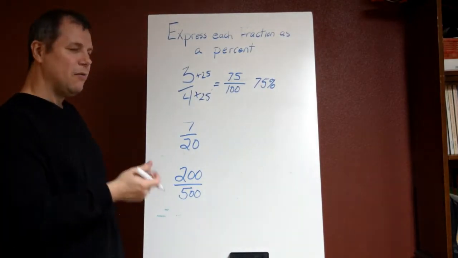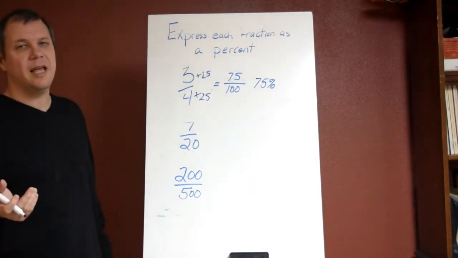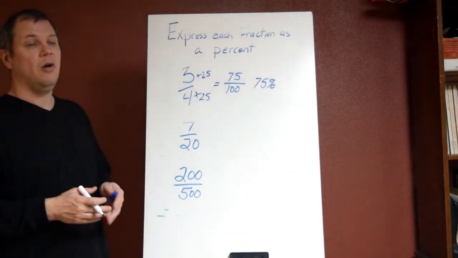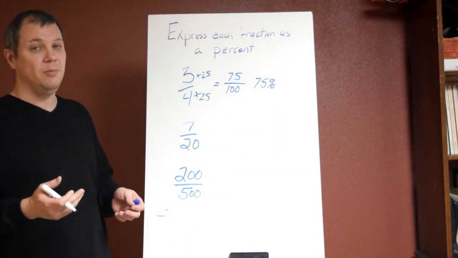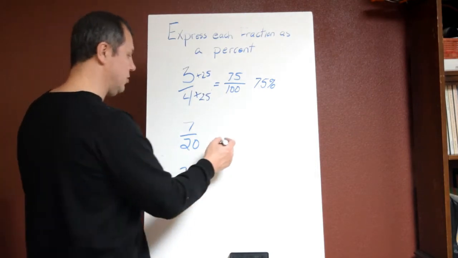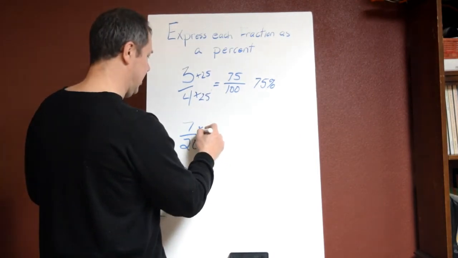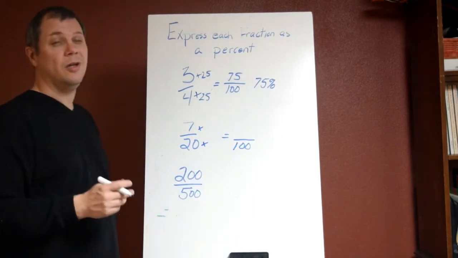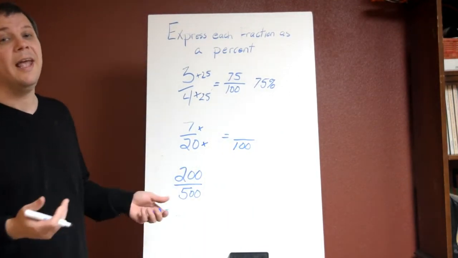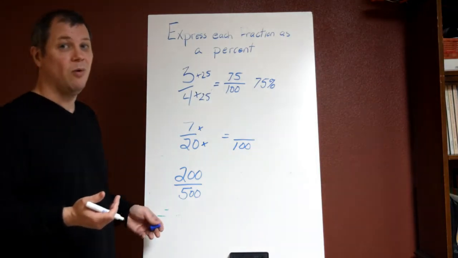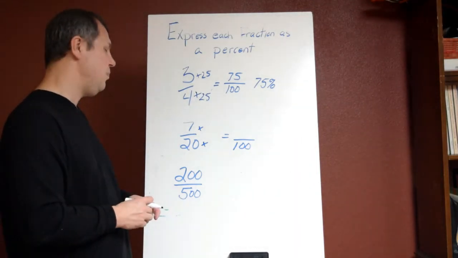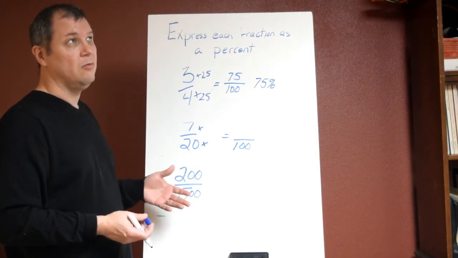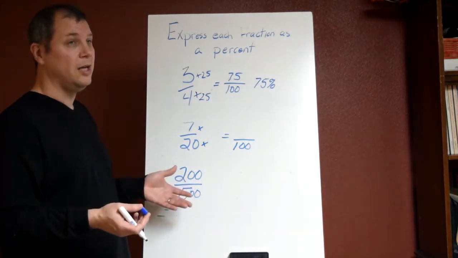Okay? Now, 7/20 works the same way. I have to start thinking, what is an equivalent fraction in which I can get 100 to be the denominator? Now, this only works doing it this way if an equivalent fraction can be made where the denominator is 100. But I have to start thinking, what times 20 will equal 100?